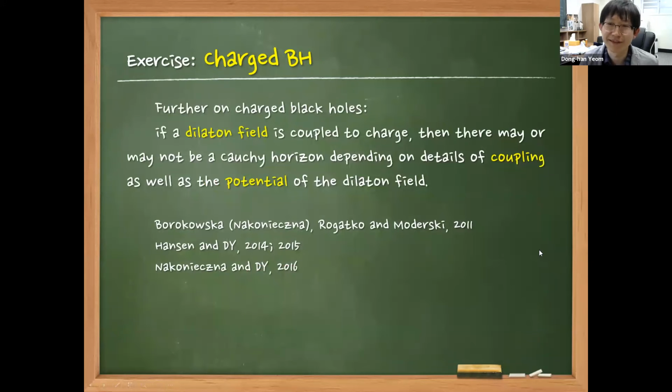Anyway, this was also my advertisement, and there is further work on charged black holes. If a dilaton field, or string-inspired fields, are coupled to charge, then there may or may not be a Cauchy horizon and so on. So from the string-inspired terms, there are really fruitful and diverse behaviors of gravitationally collapsing black holes. My colleagues and friends wrote many papers about this.